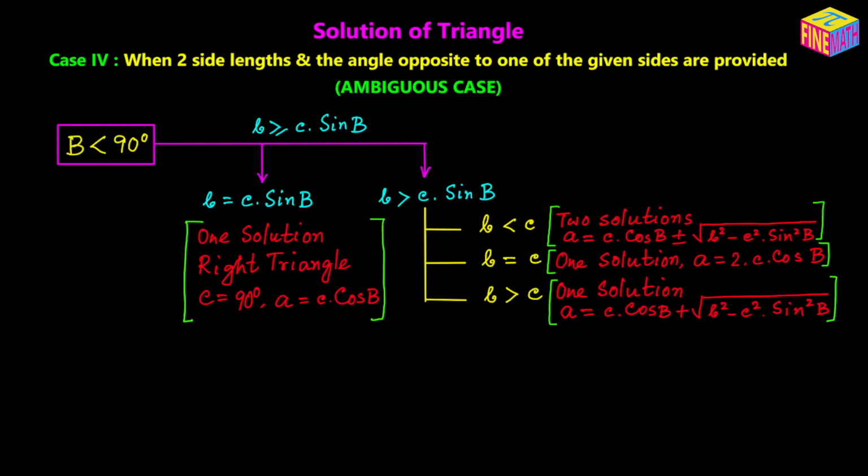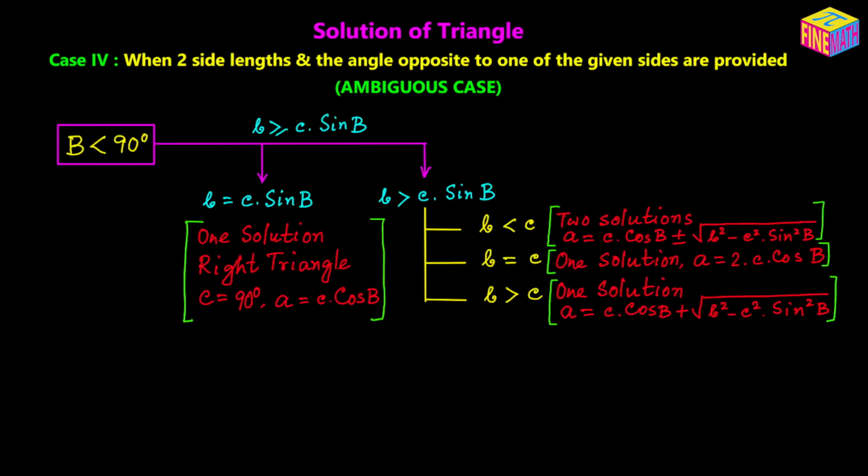But in any case, as soon as we see a problem or an example, we need to first find out whether B is an acute angle, and that will be easy because in the example itself, the value of B will be provided, and we will easily find out whether B is acute or obtuse or a right angle. And if B is an acute angle, then again we have to see whether side length b is equal to c times sine of B, or greater than c times sine of B. And if it is greater, then again we have to find out whether b is less than c or equal to c or greater than c. That is again very easy to find out from the example itself.